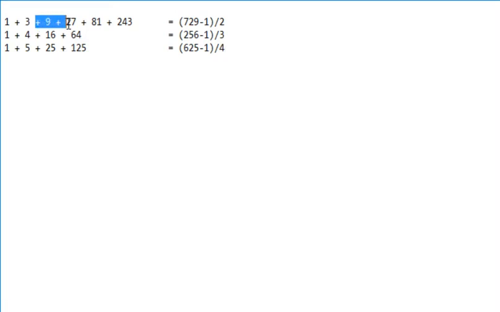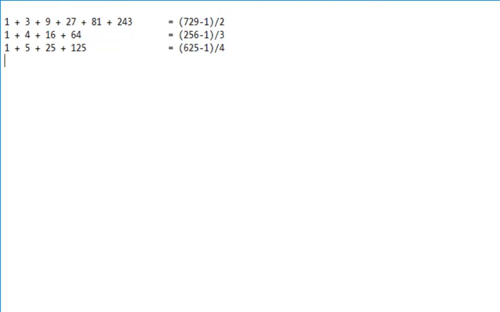These are powers of 3, and here there's a 2. These are powers of 4, and here there's a 3. These are powers of 5, and here there's a 4. And here there's a minus 1, here there's a minus 1, here there's a minus 1, here there's the next power of 3, here there's the next power of 4, and here there's the next power of 5.